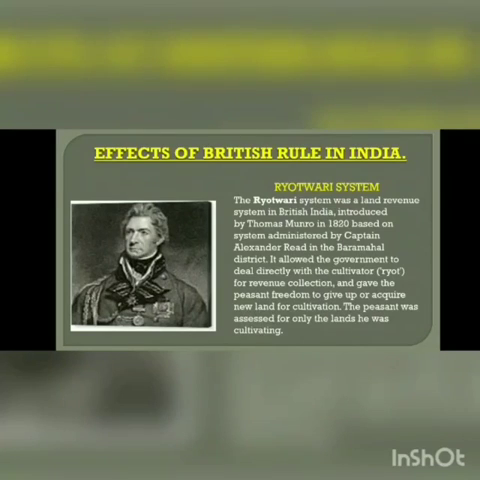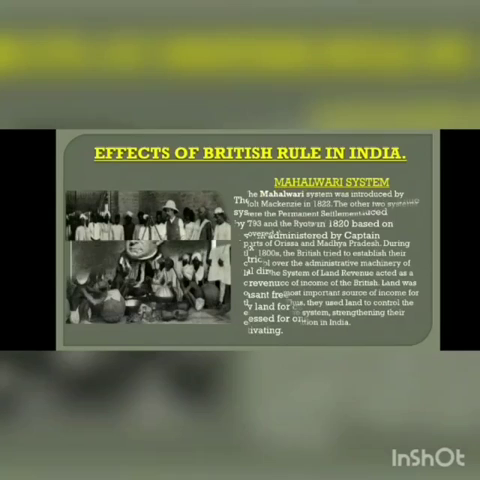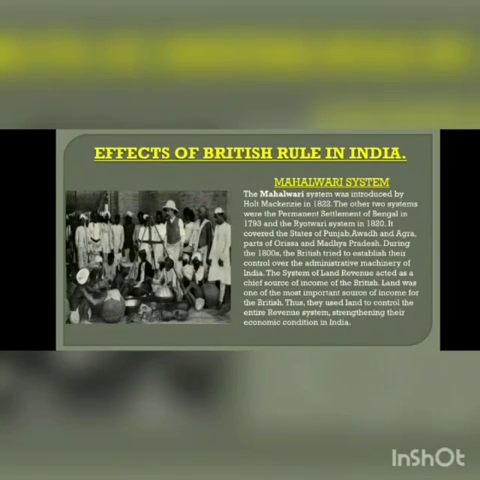Mahalwari system. The Mahalwari system was introduced by Holt Mackenzie in 1822. The other two systems were the permanent settlement of Bengal in 1793 and the Ryotwari system in 1820. It covered the states of Punjab, Awadh and Agra, parts of Orissa and Madhya Pradesh.